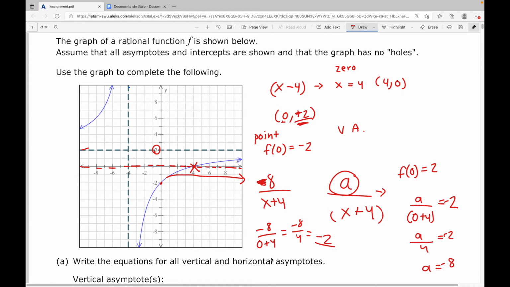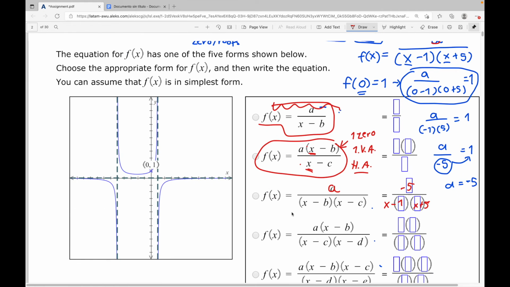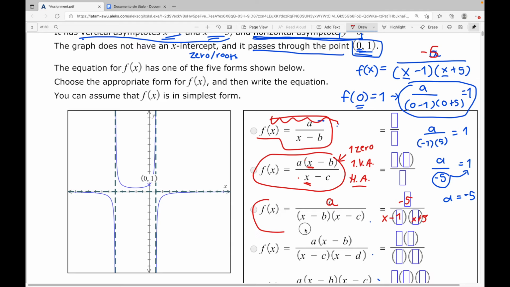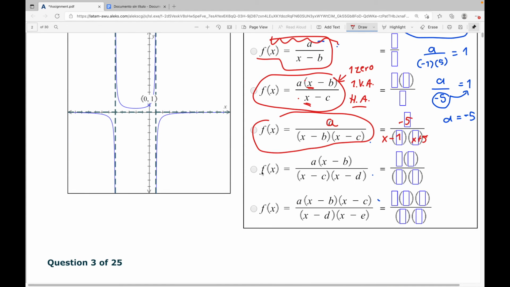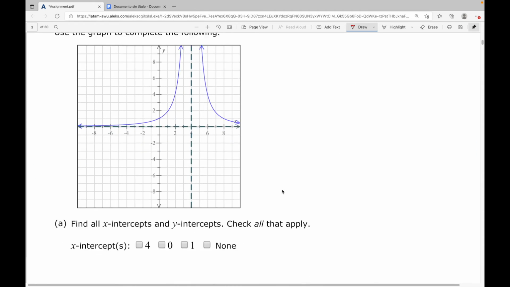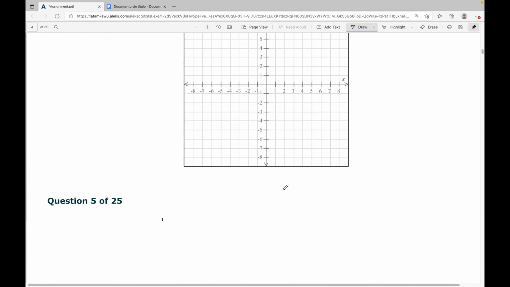Okay, what else? So we already showed this example whenever we don't have any zeros. And now let's look at one where we do have a 0 and we just have two vertical asymptotes. Okay, I think we have one right here.